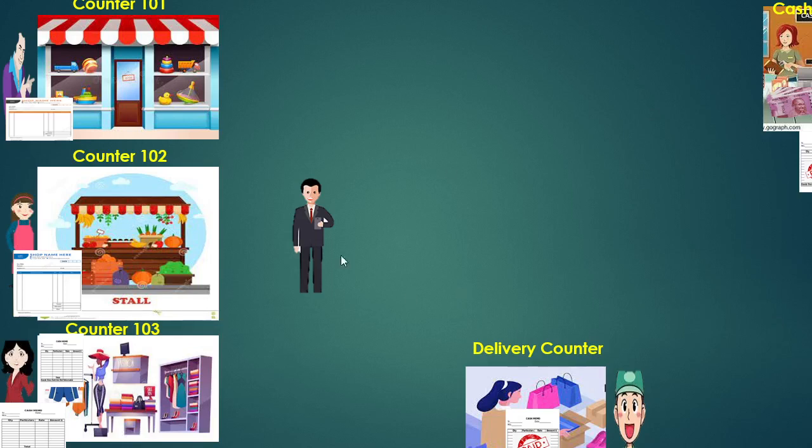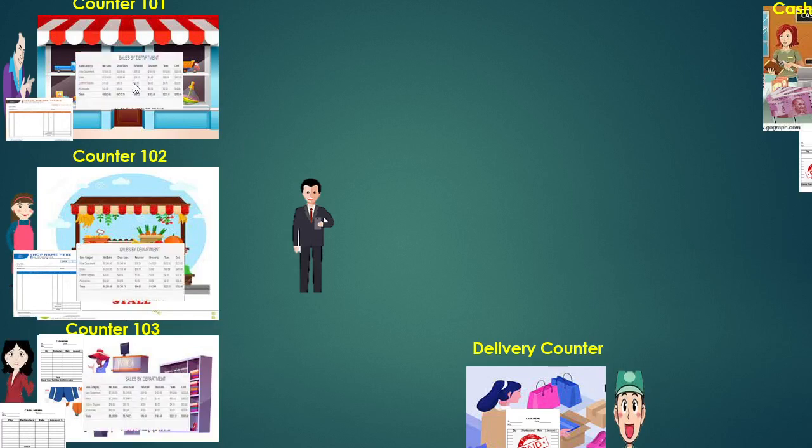Now, at the end of every day, each person should prepare a summary. So here, the salesman at the counter should prepare a document called sales summary at the end of every day based on the cash memos with them.